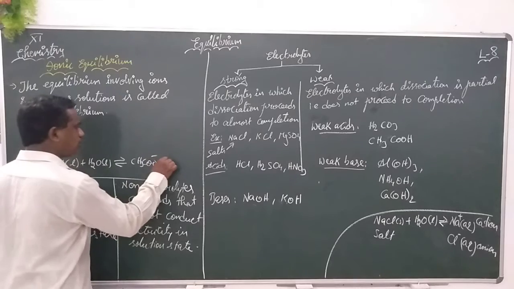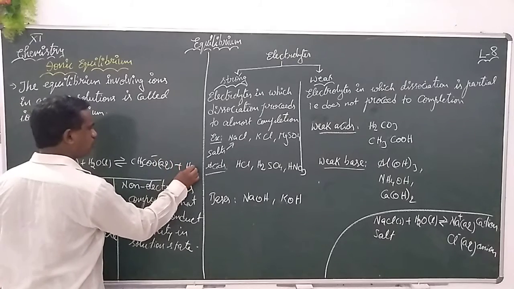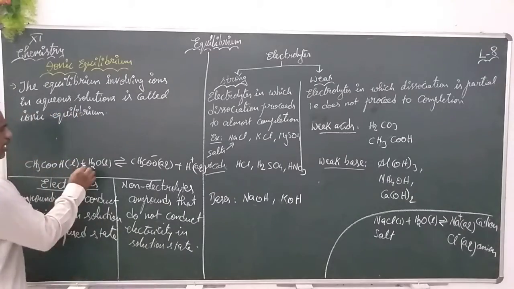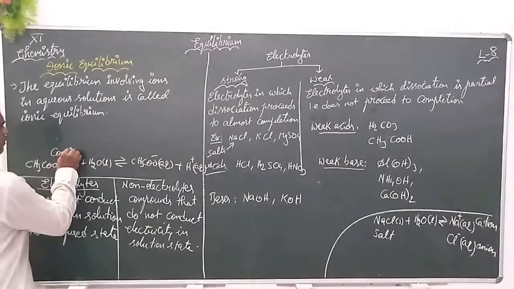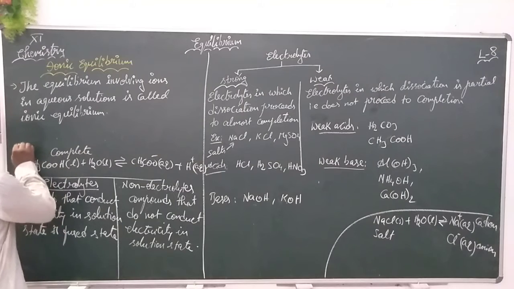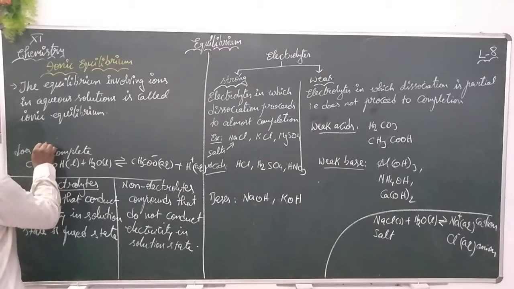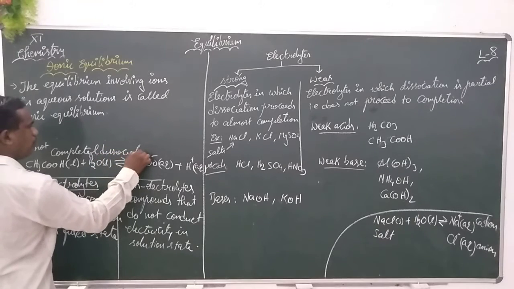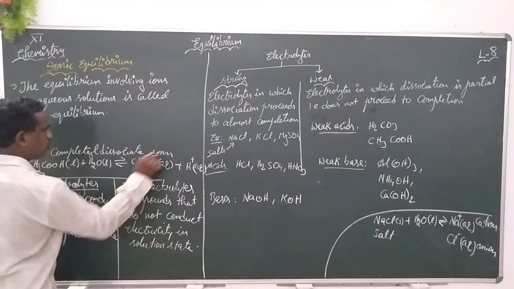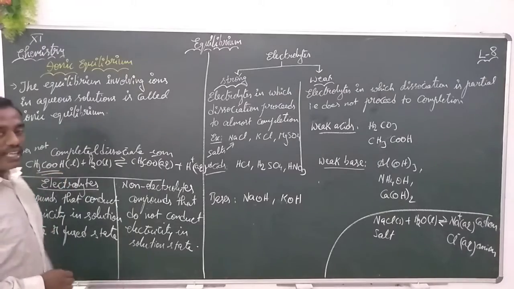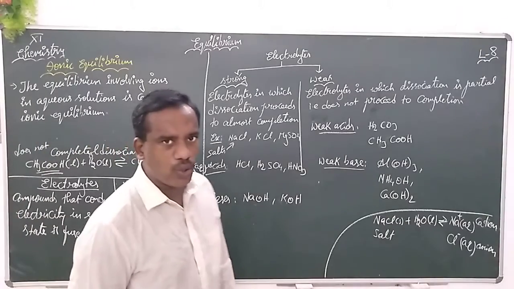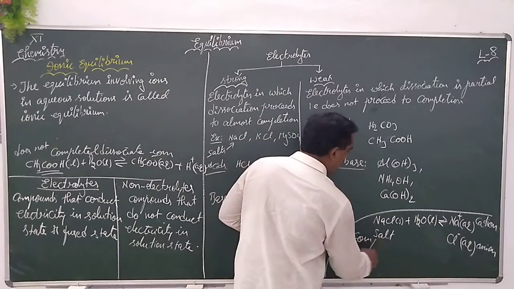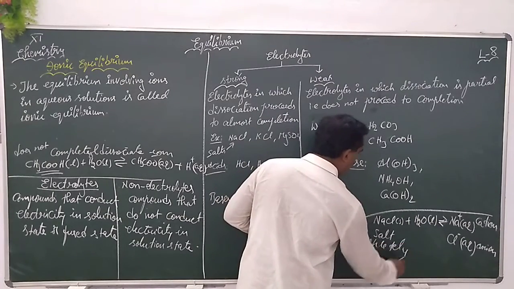What is this dissociation, children? It is releasing a very small number of H plus ions. It does not completely dissociate into ions. Which one is not completely dissociating into ions? Acetic acid is not completely dissociating into ions. But sodium chloride, when dissolved in water, is completely dissociating into ions.